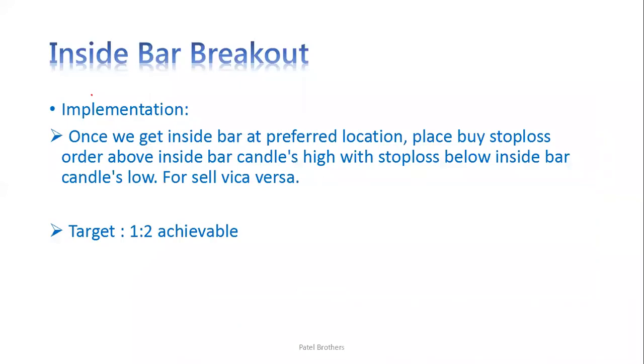So 1:2 is easily achievable. I am saying easily achievable, but you have to be on screen. You have to find 4 to 5 stocks and observe only those stocks. Otherwise, this cannot be scanned throughout. Inside bar can be scanned, but inside bar at the preferred location is difficult. We tried to find an inside bar scanner, and we were able to scan inside bars, but for the preferred location, it was giving us 20 to 25 stocks at a time, which was not possible for us to trade. So we have to watch a limited number of stocks, and in those we have to identify whether we are getting the preferred setup or not.